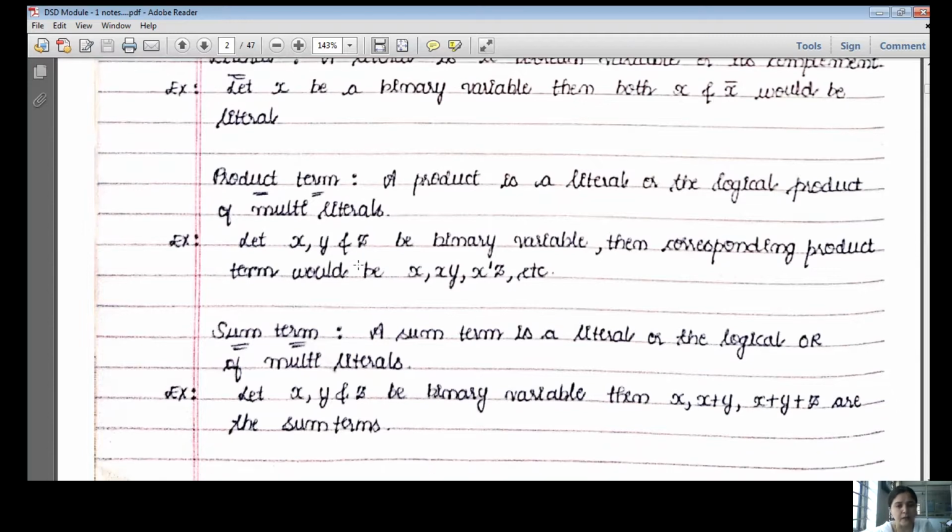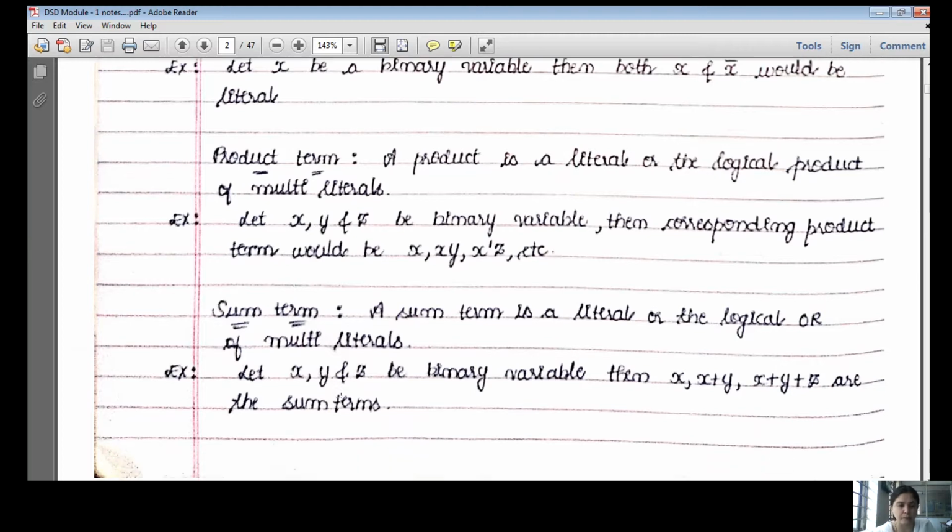Next is sum term. A sum term is a literal or the logical OR of multiple literals. In the same way, suppose x, y, z are the binary variables. Then what sum terms will we get? Only x is also a sum term, only y is also a sum term. In the same way, x plus y is a sum term, y plus z is a sum term, or x plus y plus z is also a sum term.